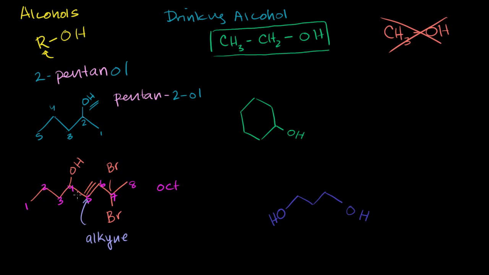Oct tells us that we have 8 carbons. Now we have to specify where that triple bond is. The triple bond is on the 5 carbon. You always specify the lower number of the carbons on that triple bond. So it is oct-5-yne. That tells us that's where the triple bond is. And then we have the OH on the 4 carbon, so 4-ol. And now we have these 2 bromo groups on the 7 carbon. So it's 7,7-dibromo-oct-5-yn-4-ol.